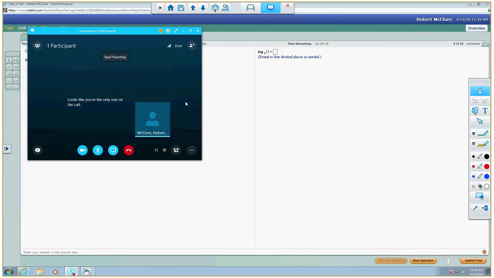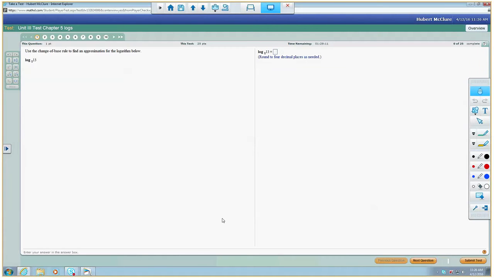So you have to put it in the change-of-base formula. The change-of-base formula says this will turn into the log of 13 over the log of 8. And when you put it in the change-of-base formula, that's assumed to be log base what? 10. So log base 8 of 13.